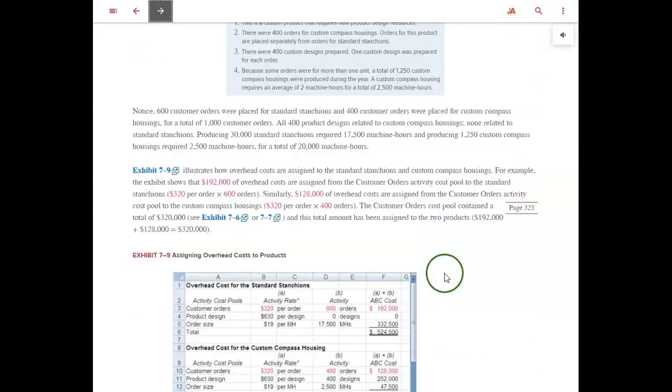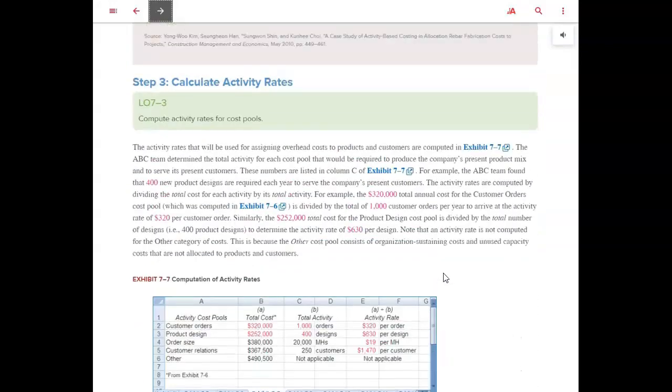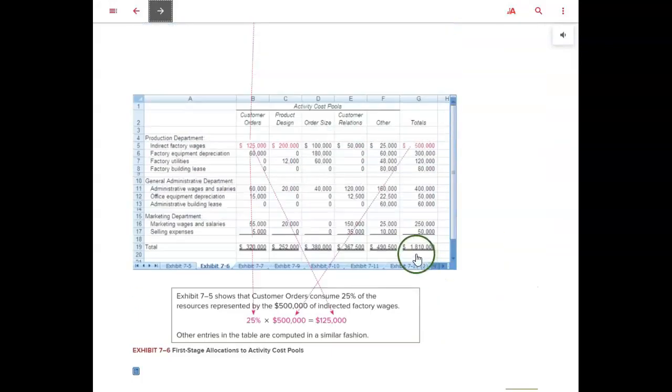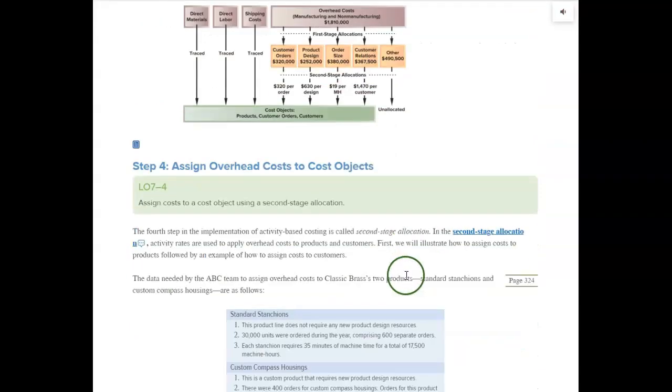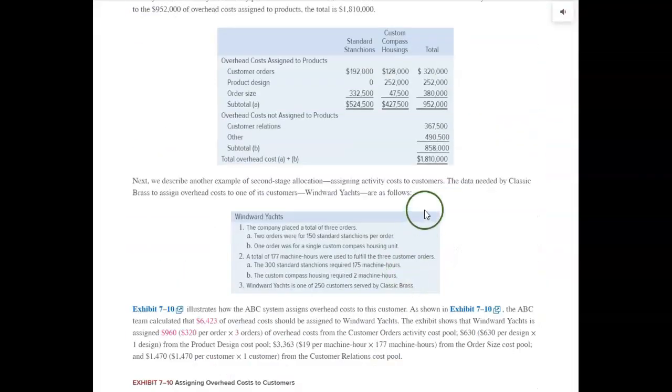Now I want to show you where this number came from. So let's back up. Again, sorry for the scrolling, but I want to go back up here. Here we are, $1,810,000. So we've been allocating a lot of these numbers. Some we have not allocated yet. We'll get to that in a minute. But $1,810,000 is where we are in this schedule right here.